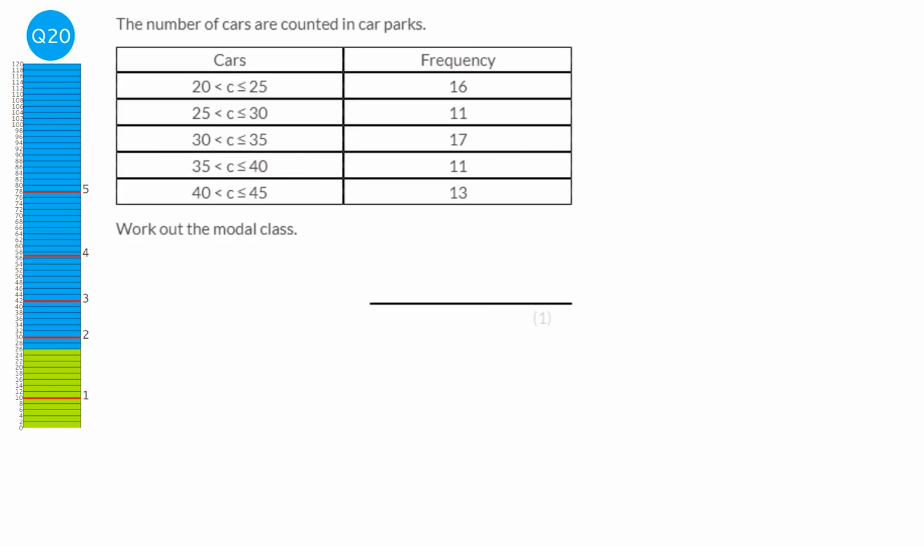The modal class is just the group that has the mode. The modal group. Class just means group. Now all these are groups, so any of these could be the answer. To find the modal class, we just look to see which one has the most numbers in it. The first group has 16 in it, the next group has 11, the next group 17, the next group 11, and the last group 13.